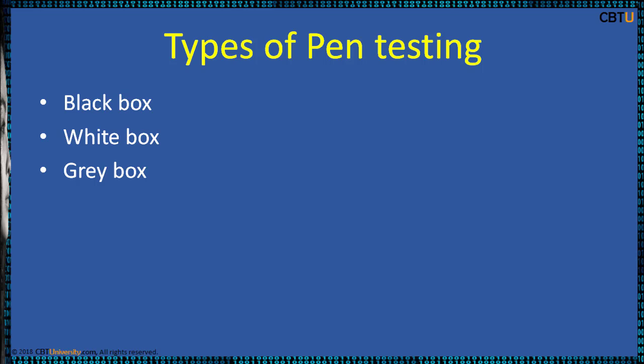Gray box pen testing: the hacker is aware of partial information and tries to hack into the system to gain unauthorized access. This is done with non-malicious intention but for information sharing purposes.